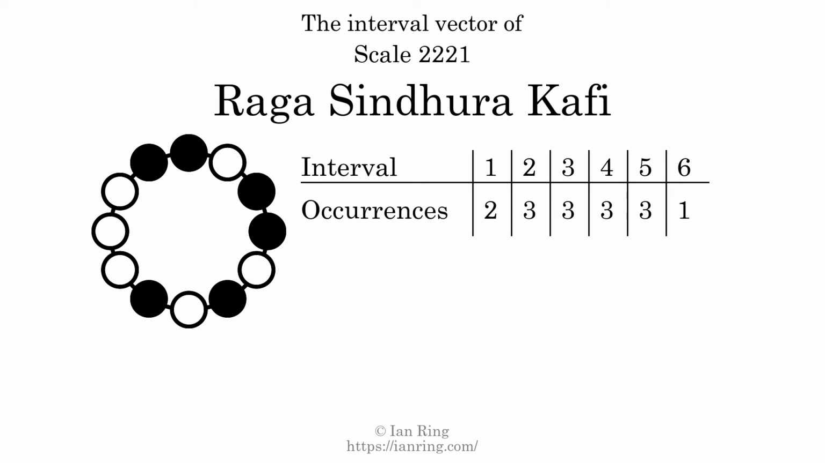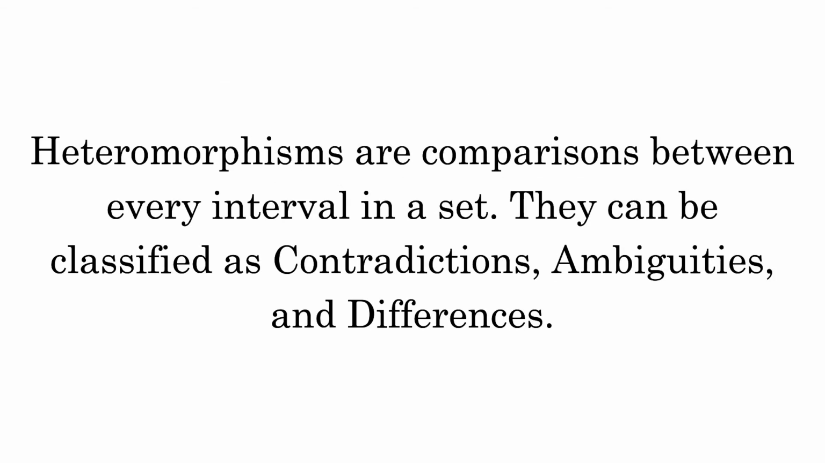There is 1 interval with a size of 6 semitones. It is here. Each interval does not appear in this scale a unique number of times, so this is not a deep scale. Heteromorphisms are comparisons between every interval in a set. They can be classified as contradictions, ambiguities, and differences.